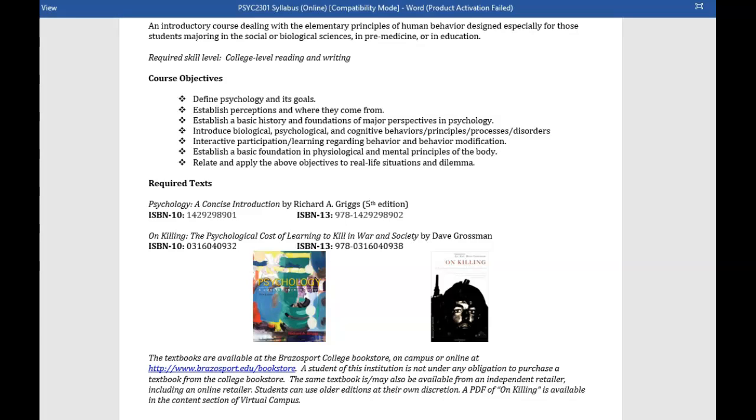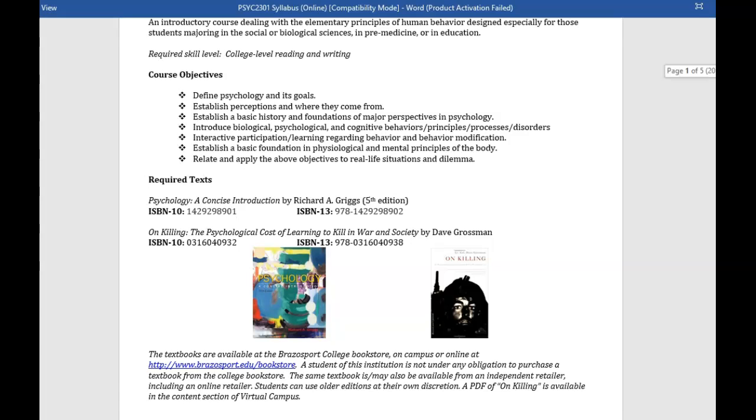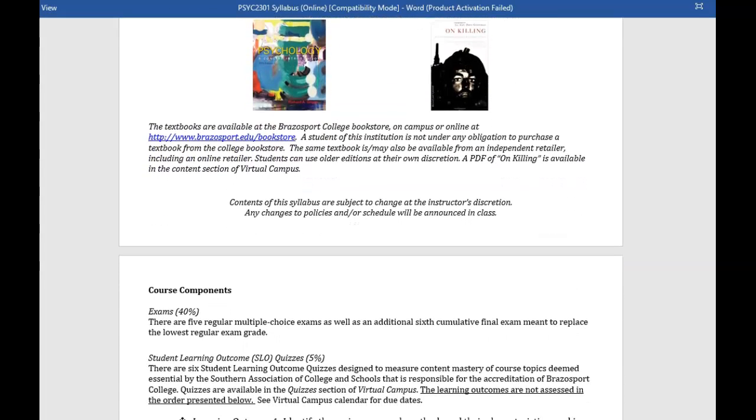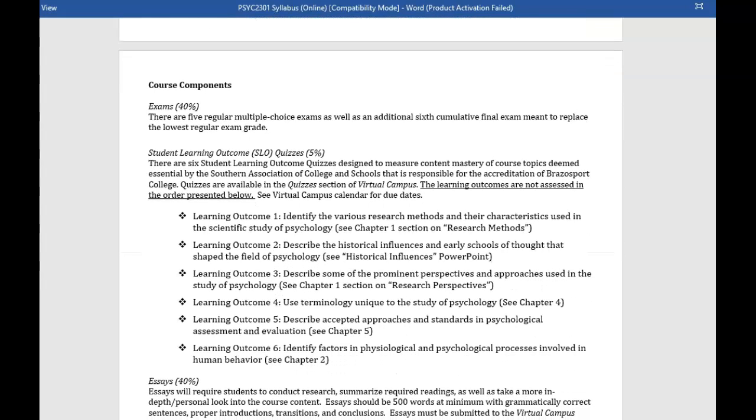We'll also have a supplemental reading titled On Killing, the Psychological Cost of Learning to Kill in War and Society by Dave Grossman. This book does a great job of applying psychological concepts from the textbook towards real life situations regarding post-traumatic stress disorder, violence in society, military combat, military service, and obedience to authority. Very fascinating book. I think all my students will enjoy reading it as much as I have. These textbooks are available at the Brazosport College bookstore. However, a student is not under obligation to purchase directly from the bookstore.